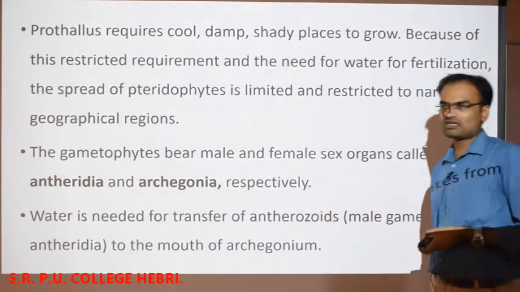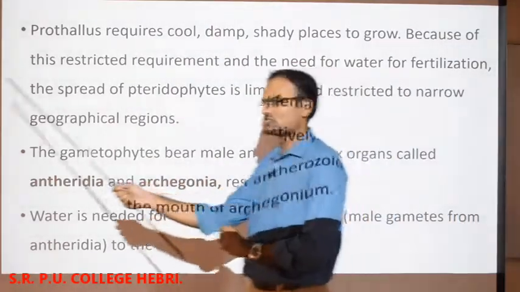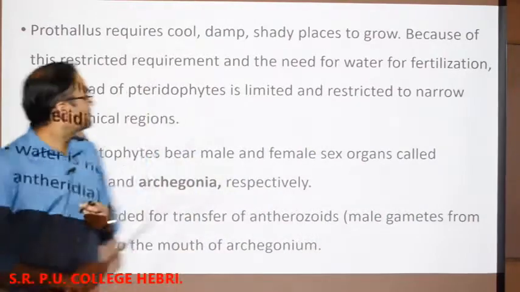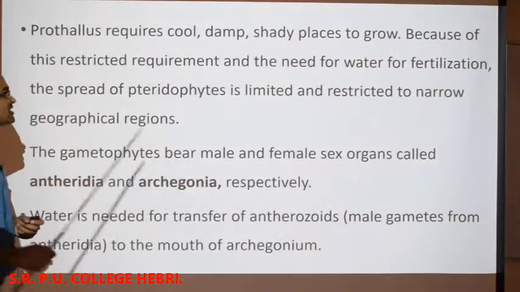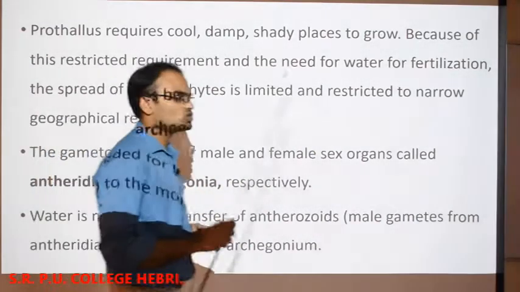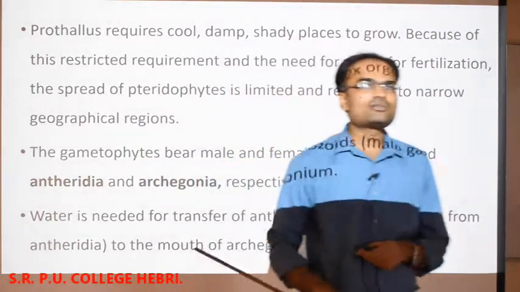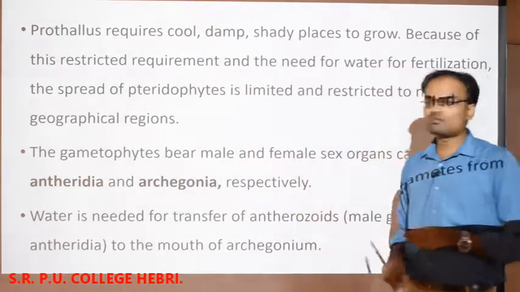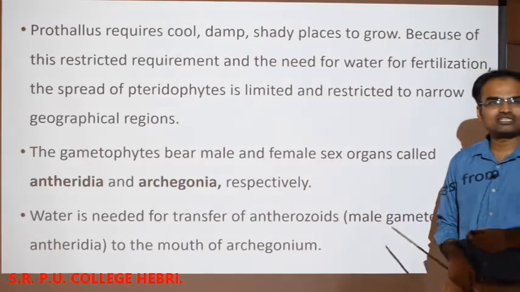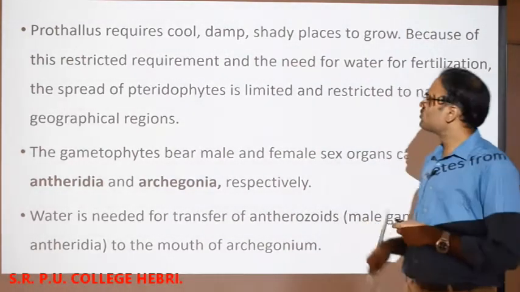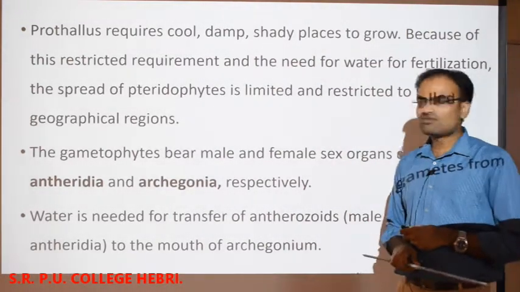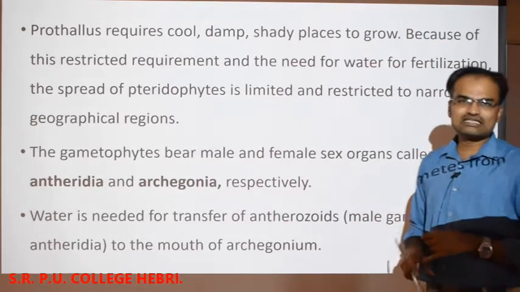So what will happen after the spore germinates and produces the prothallus? That prothallus requires cool, damp, shady places to grow. The requirement of the prothallus is that it must have a cool place, that means the temperature must be cool. Damp soil must be available, as well as a shady place it loves to grow.